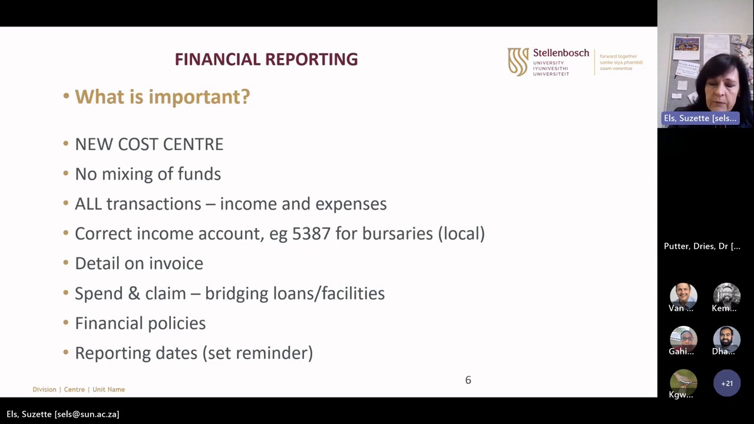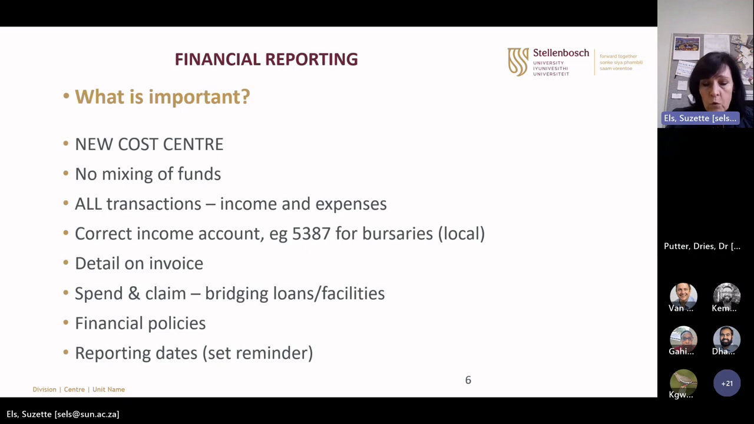What makes it easier if you have the cost center is that in that cost center, you will reflect all the income and all the expenses relating to your specific project. So I don't want to see payments going out from another cost center because there was no money in this cost center. There are ways to overcome that. So make sure that if you need to do payments on the specific project, you do the payment out of the correct cost center.